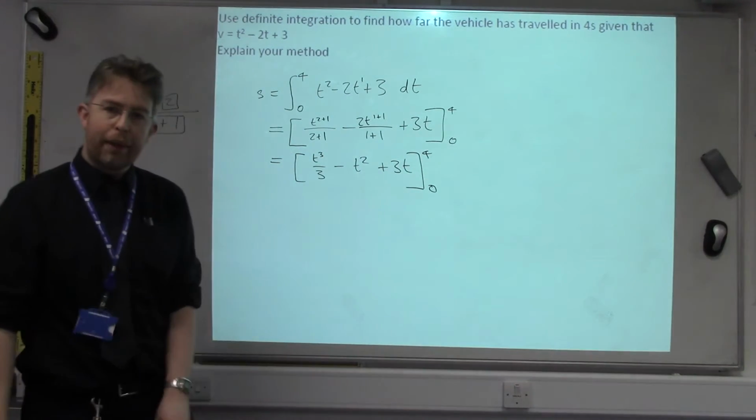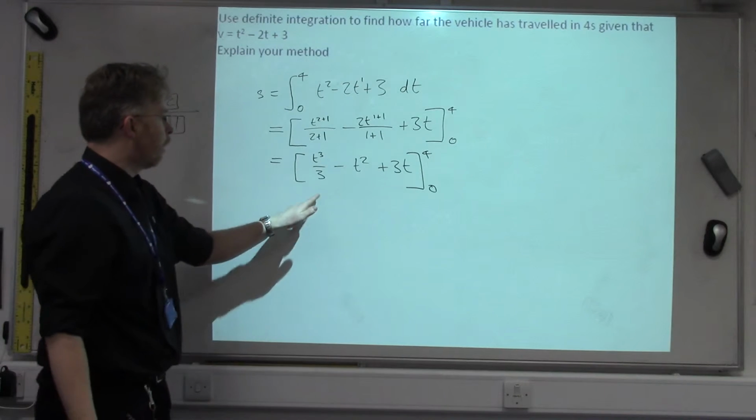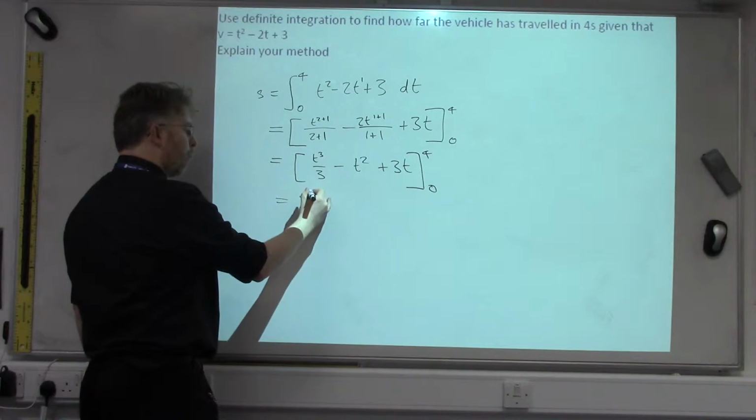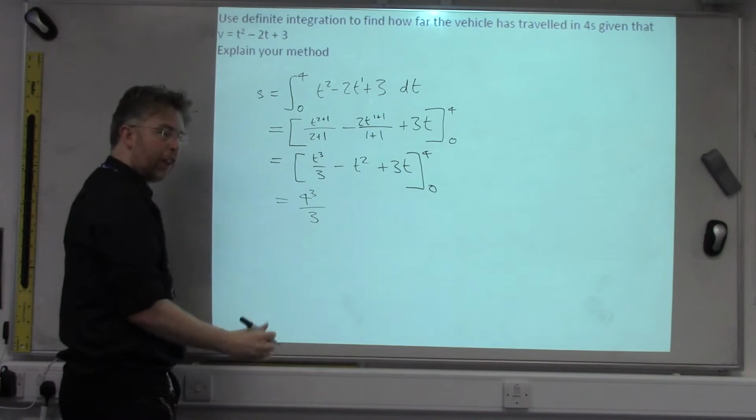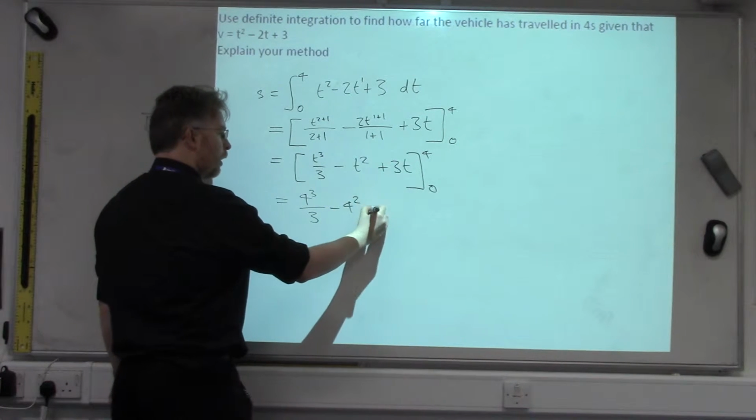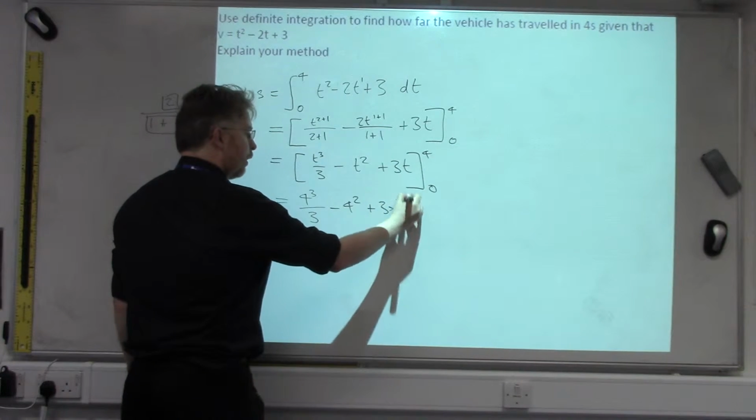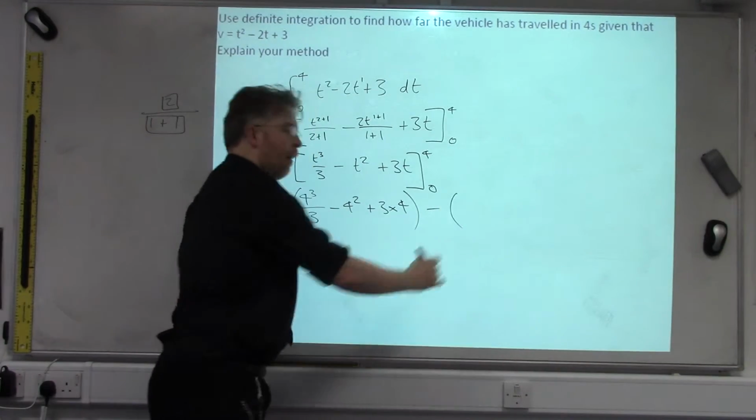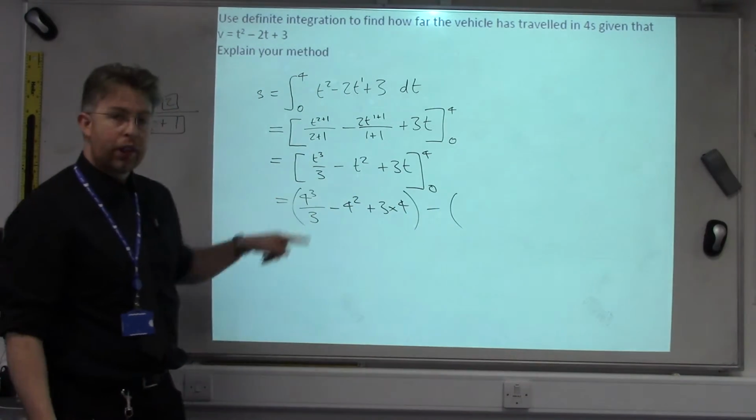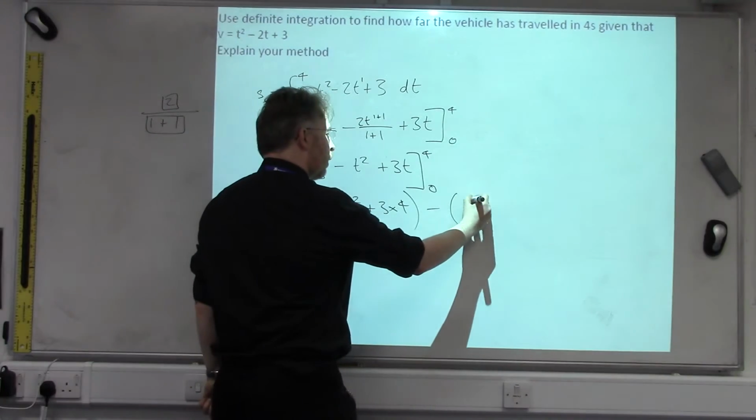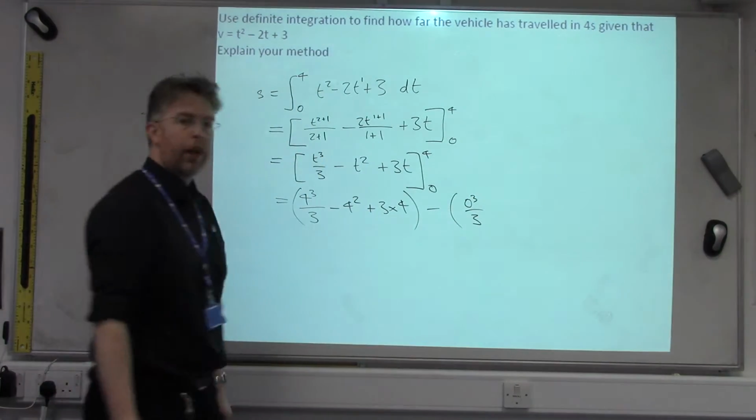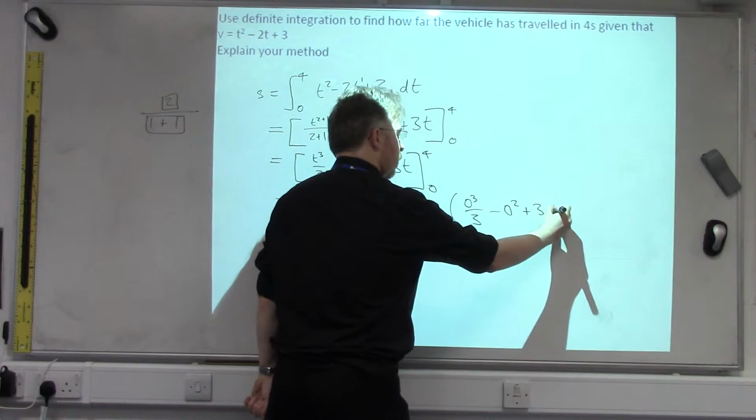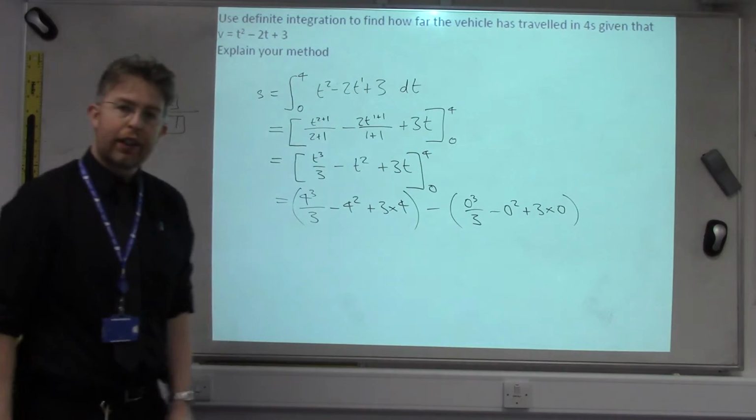Now when you've got limits for an integration, the first thing you do is to stick the top number into the formula. So wherever a t is, we would put 4. So 4 cubed over 3 minus 4 squared plus 3 times 4. Take away, then you put the bottom number into the formula. So 0 cubed over 3 minus 0 squared plus 3 times 0.